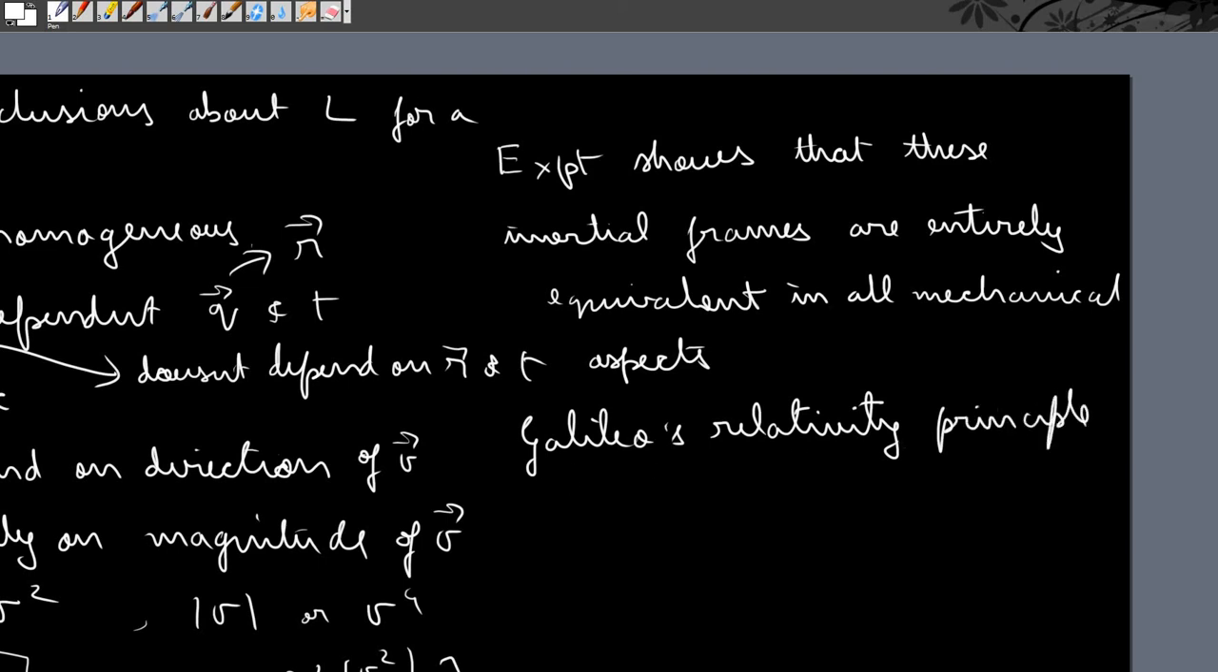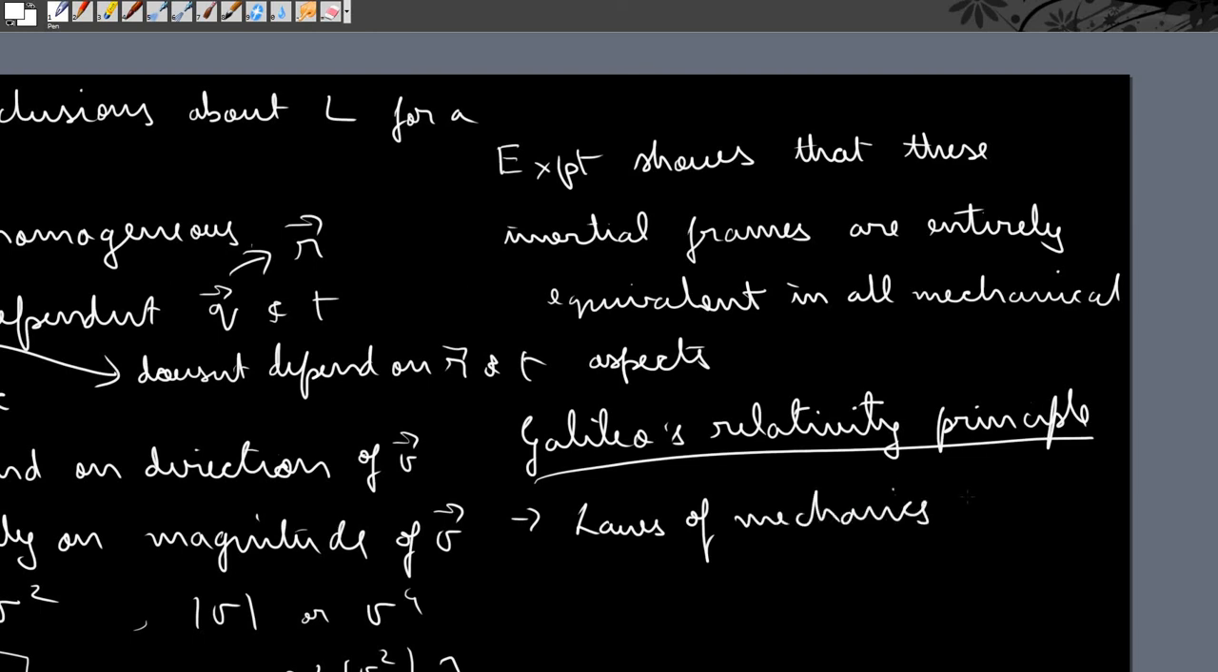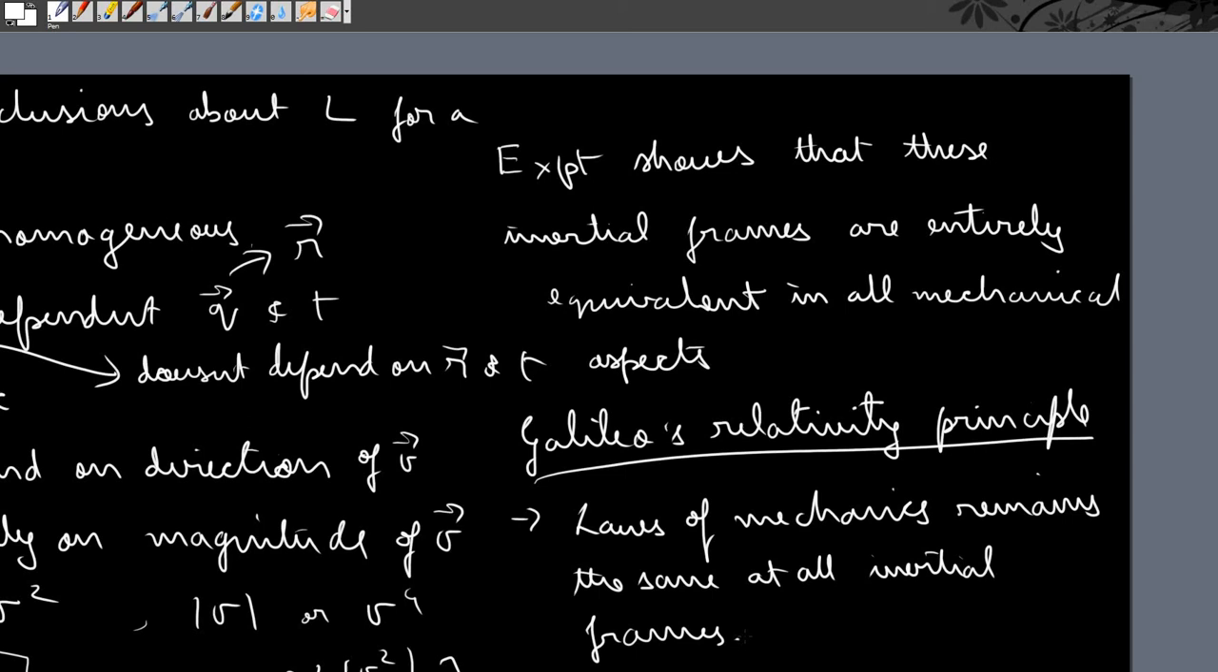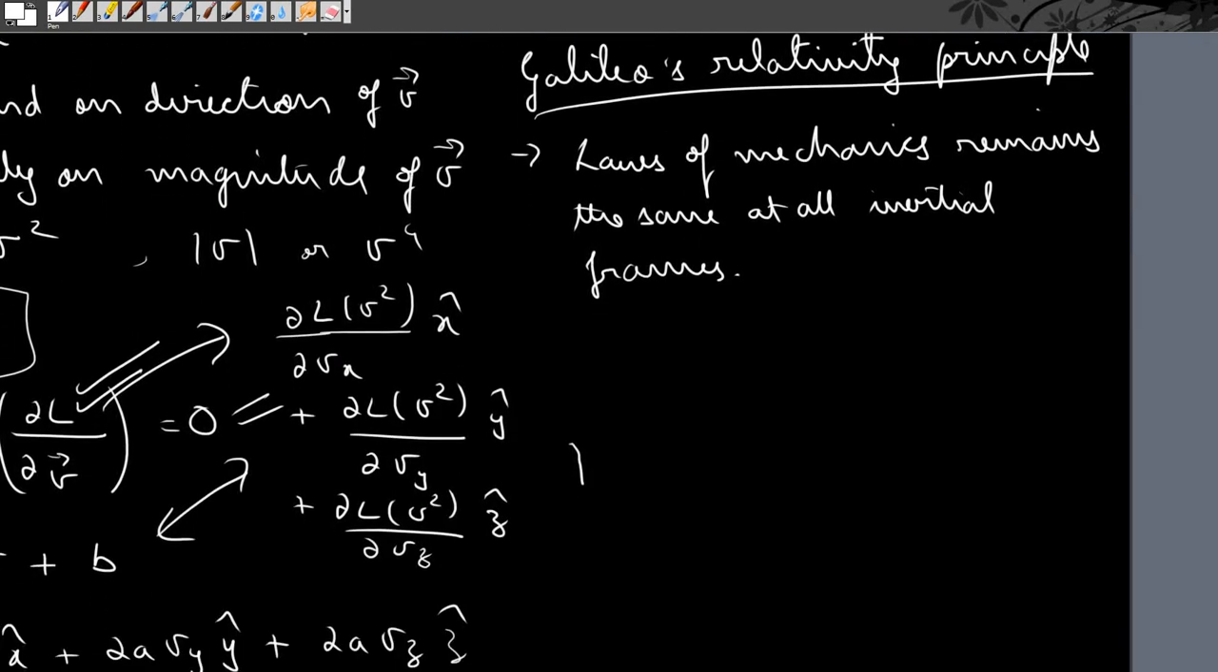So what does this principle say? It says that the laws of mechanics remain the same at all inertial frames. And this is a very important law in the establishment of classical mechanics.